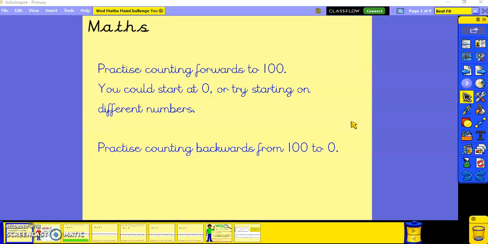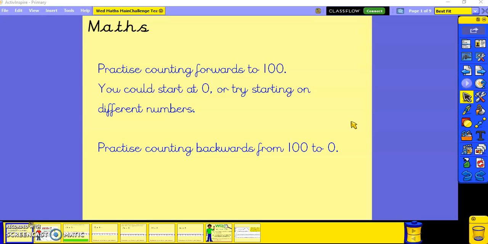So, for our starter today, to get us warmed up, I would like you to practice counting forwards to 100. Pause the video now so that you can have a go at practicing that. You could maybe do it in a squeaky voice or a quiet voice or a loud voice or a giant's voice. It's up to you how you want to make it a little bit more fun and exciting.